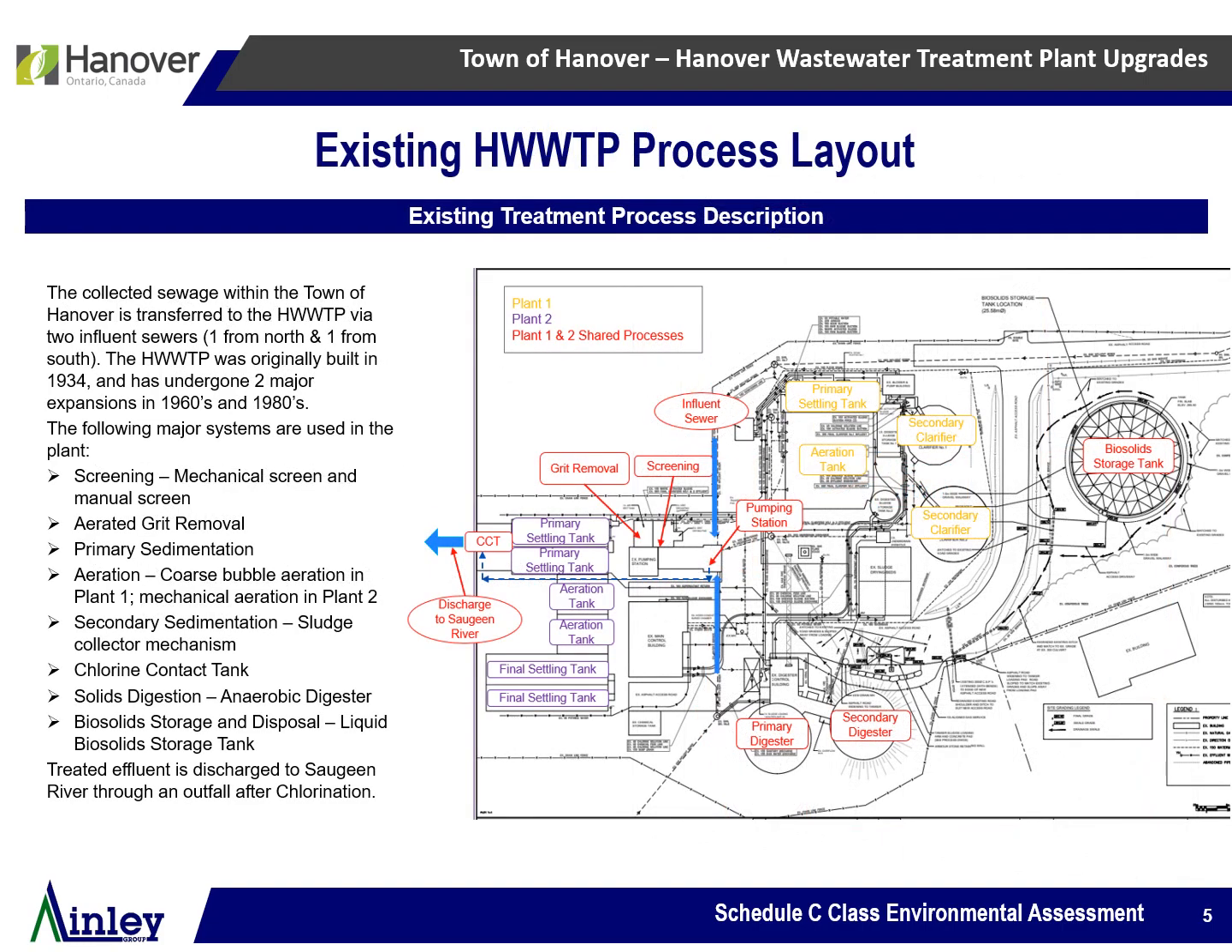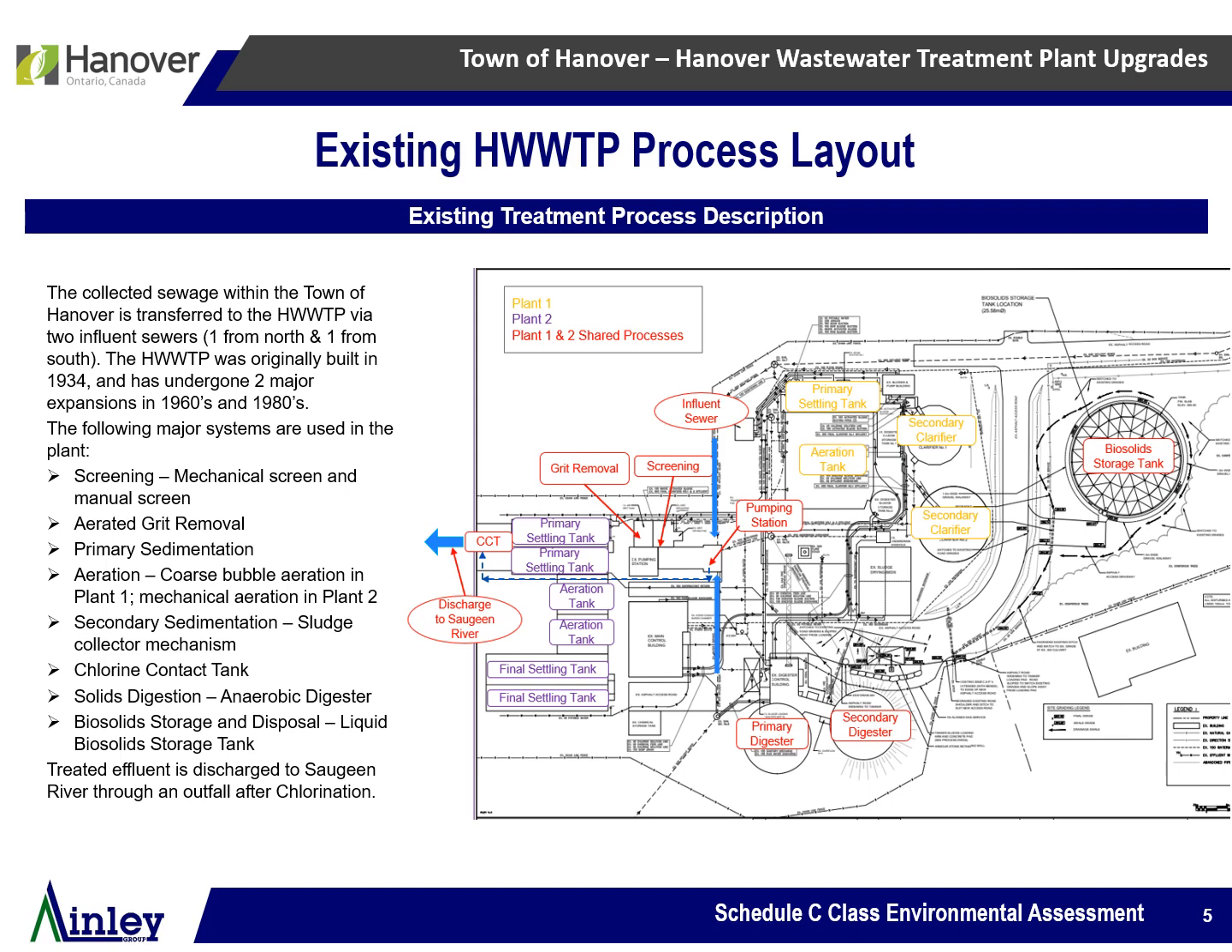The existing wastewater treatment plant was originally constructed in 1934 and has undergone 2 major expansions, one in the 1960s and a second in the 1980s. The existing plant consists of 2 process trains, namely Plant 1 and Plant 2, both of which are conventional activated sludge processes featuring primary clarifiers, aeration basins, and secondary clarifiers.